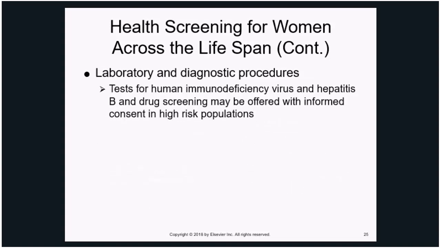Laboratory and diagnostic test procedures continued. A test for HIV and hepatitis B and drug screening may be offered with informed consent in high-risk populations. Chapter 4 will talk about reproductive system concerns.